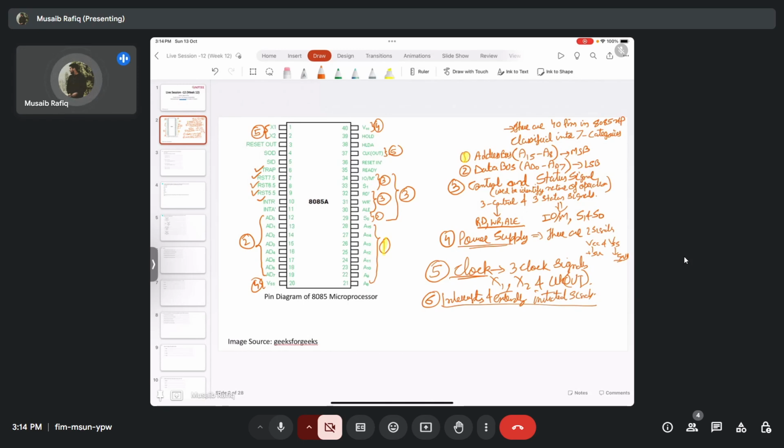These are the 5 interrupt signals, right? Then there are also other signals like we have INTA here. It is an interrupt acknowledgement signal. We have also reset in, ready, reset out, hold will also be there. Then hold acknowledgement will also be there, and ready signal of course is there. So this will all fall in number 6 category.